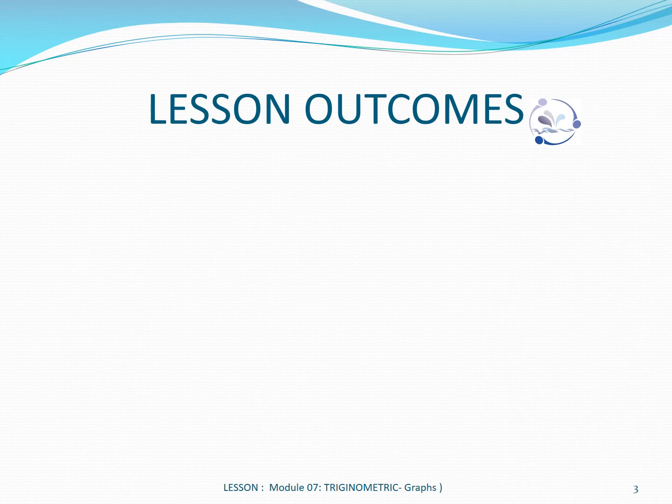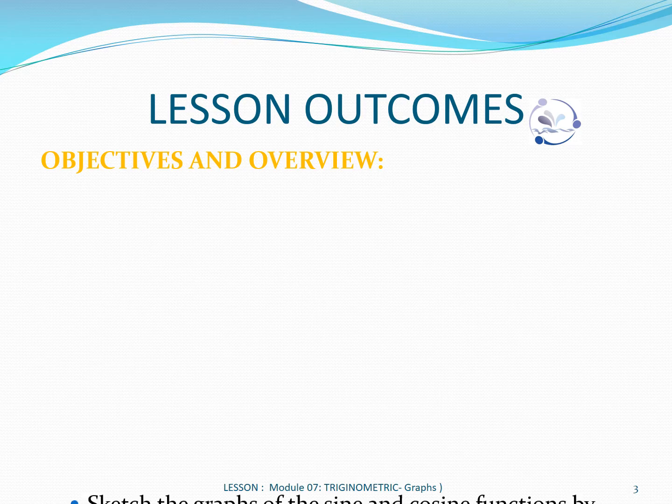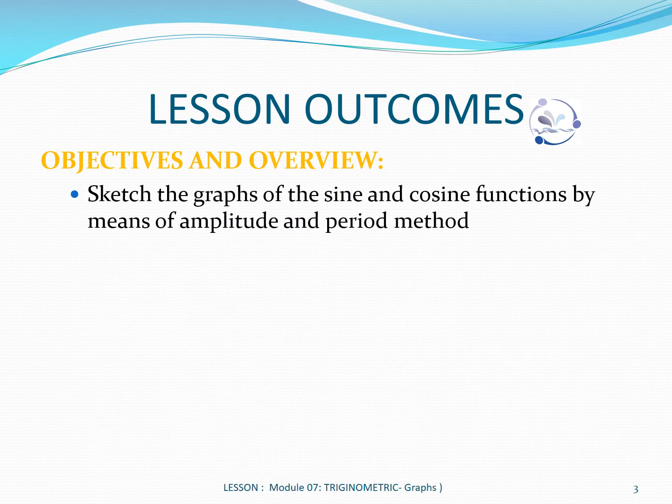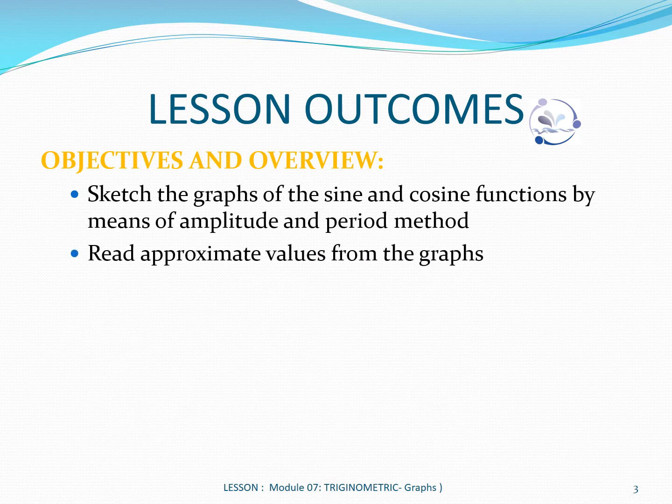So when we speak of lesson outcomes, we're looking at the objectives and overview of the lesson. So we should actually look at sketching the graph of sine and cosine function by means of what? Amplitude and period method. We should be able to read from the graph the approximate values. Okay, and again, we should be able to combine the two graphs, draw them on one set of axes.